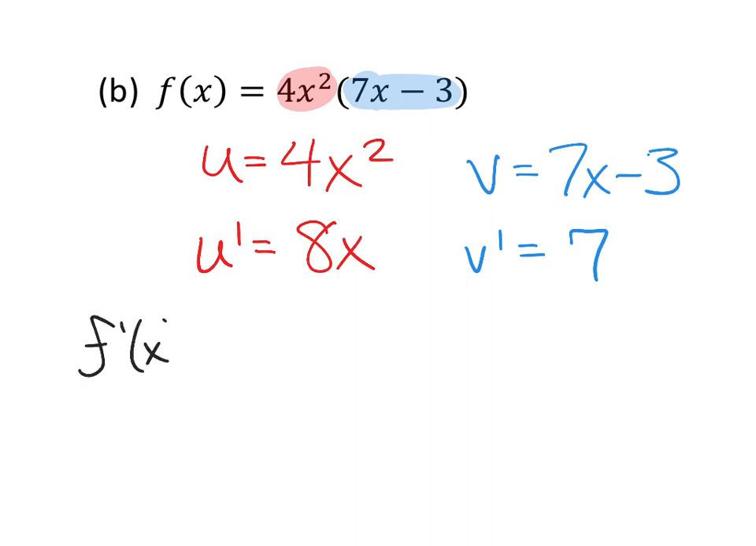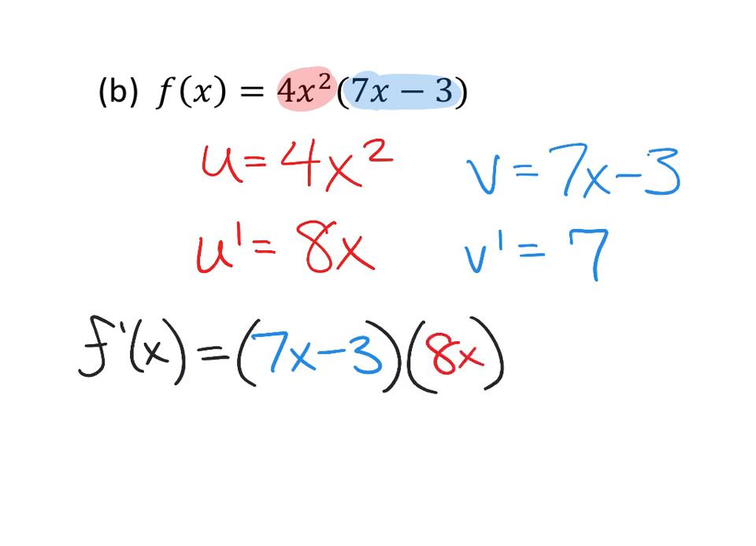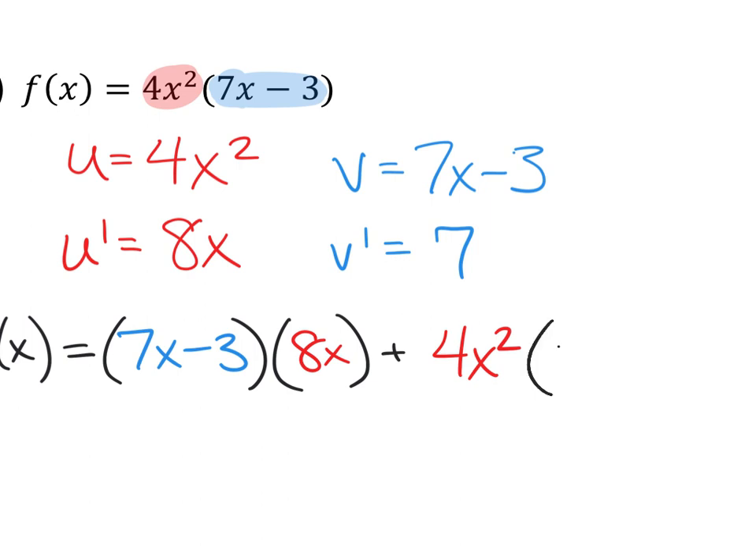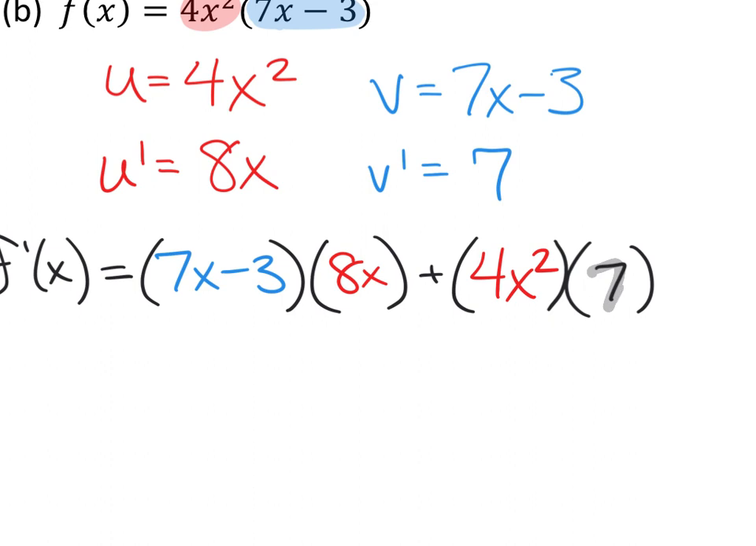f prime of x will be v, and since v is a polynomial, I'm going to put it in parentheses. u prime plus u times v prime. Again, if you put everything in parentheses, that's an easier, safer bet to make sure you're not missing parentheses. This would be fine, but I'm going to go ahead and put this 4x squared in parentheses just to be sure. Oh, this should be blue. Oop.